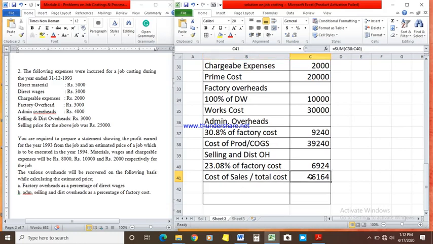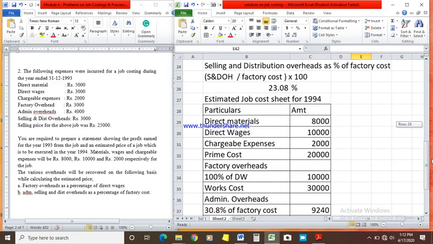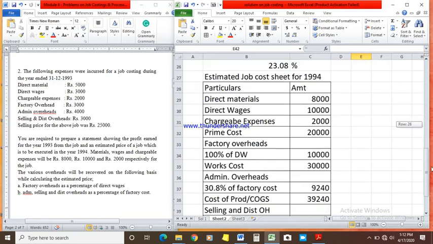So in this way, whenever you are asked to prepare a job cost sheet wherein certain overheads are going to be calculated based on certain percentage of recovery, then we are supposed to calculate the percentage recovery first based on the previous information the firm has given, and that percentage we are supposed to use for preparing the estimated job cost sheet.